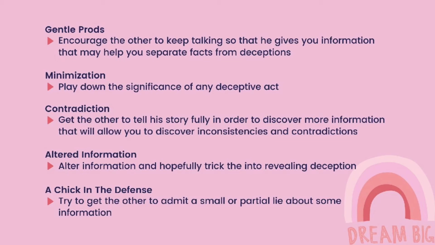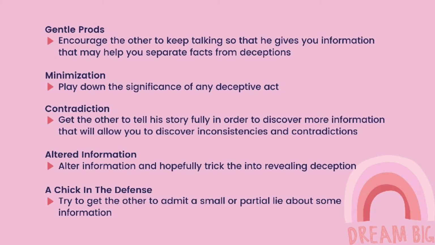So that's minimization. The next one after minimization is contradiction. Contradiction is to get the other to tell his or her story fully in order to discover more information that will allow you to discover inconsistency and contradiction in his comments or reports. For example, you can point out and ask for an explanation about an apparent contradiction, and you can ask the speaker the same question several times and look for inconsistency in his response, and then you can present the contradiction back and ask the speaker to explain. You can also put pressure on the speaker and get him to slip out or say things that he or she doesn't want to say. So that is contradiction.